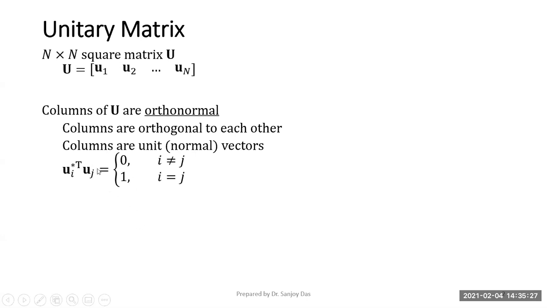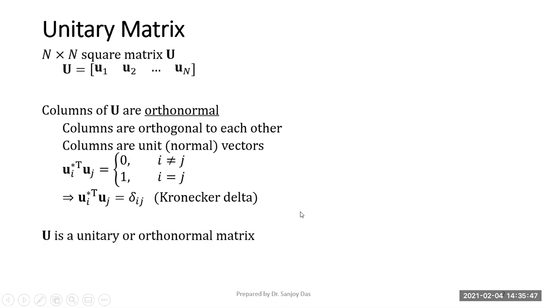And what's a short way of denoting this? Kronecker delta, right? So Ui star transpose Uj equals delta ij. Okay? That's what we mean by this. It's also called an orthonormal matrix.